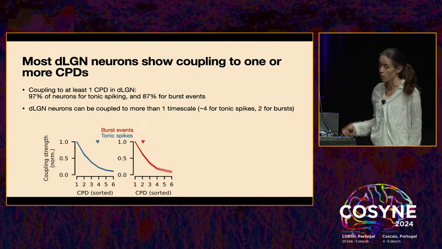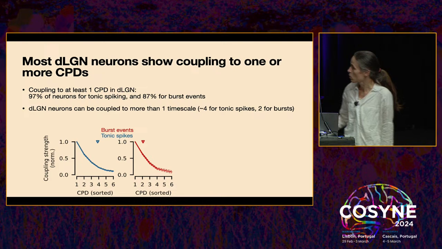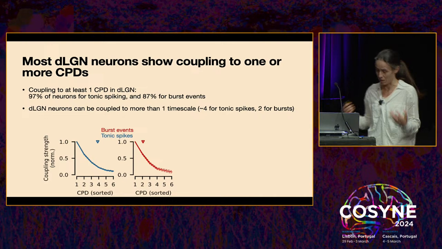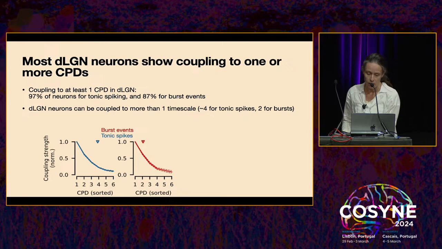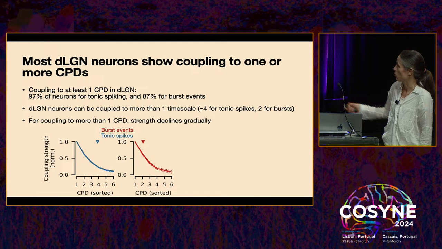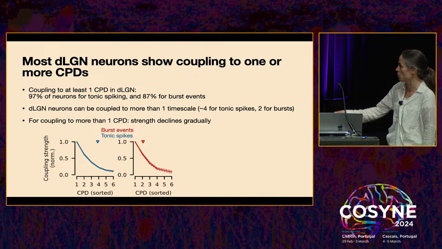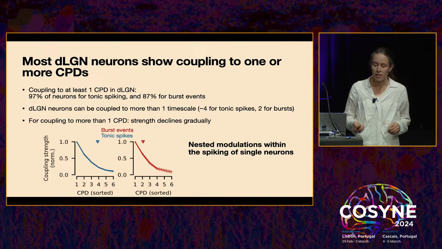And what is interesting, if you look at the coupling strength, so the deviation of these tuning curves as a function of the CPDs, sorted basically according to their coupling strength, you can see that even for coupling to more than one CPD, this strength declines gradually. So this means that we don't only have one dominant coupling frequency, but also for neighboring, non-preferred frequencies, we have a substantial contribution. This we interpret as having nested modulations within the spiking of single neurons.